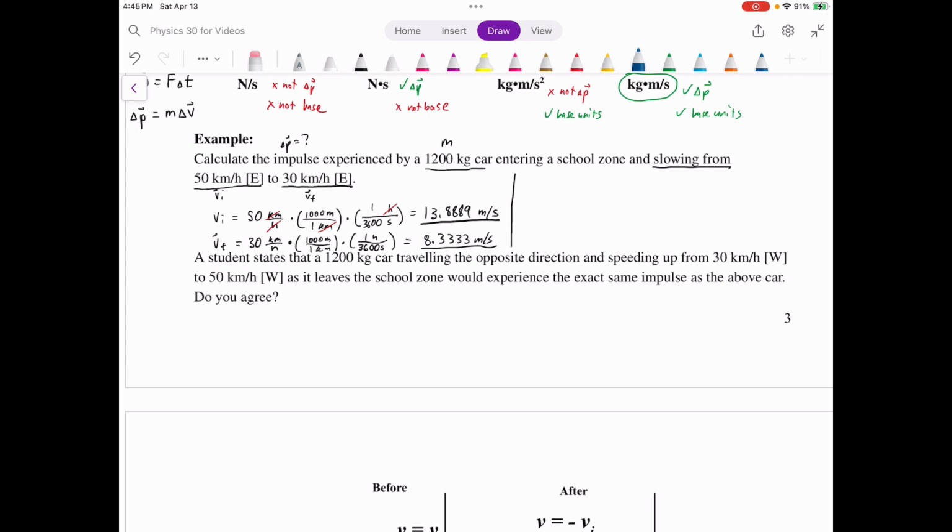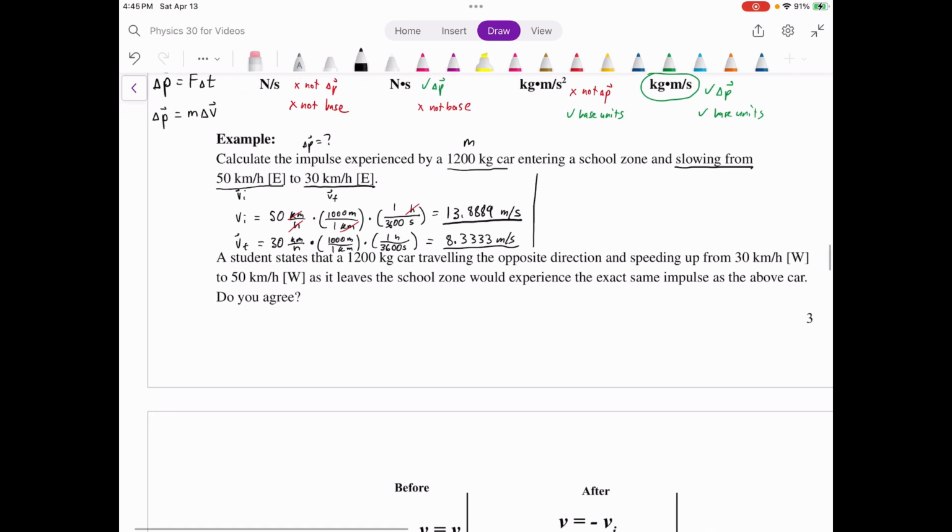Now, one very important thing we need to think about here, don't forget, it's a vector, right? We need to be thinking about direction. And when it comes time to do the math, that means we need to be assigning signs to certain directions. So I'm going to go ahead and call east positive, and therefore west is negative.